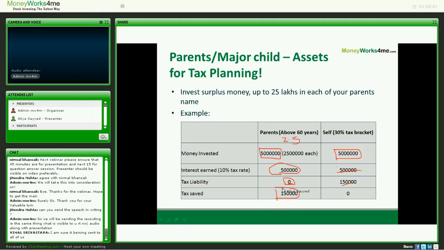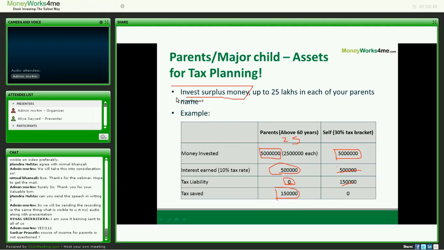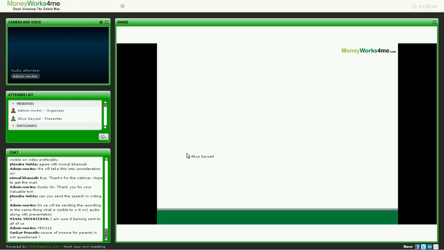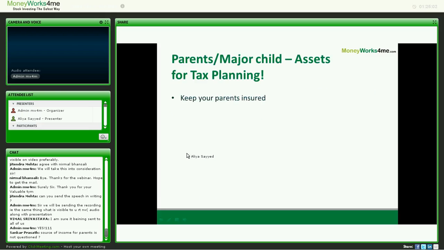Obviously, this is only if you have surplus money available, and rather than investing in your own name, you can invest it in your parents' name and save taxes over there. So that is one thing you can do. The other thing that you can do towards parents or major child is you can keep your parents insured. Like I said, you can claim an additional deduction of up to 20,000 if your parents are senior citizens.